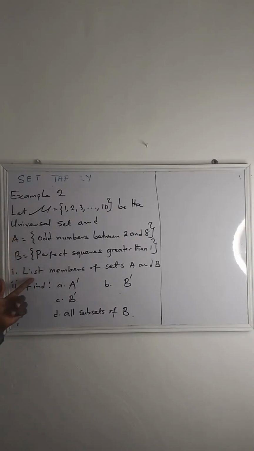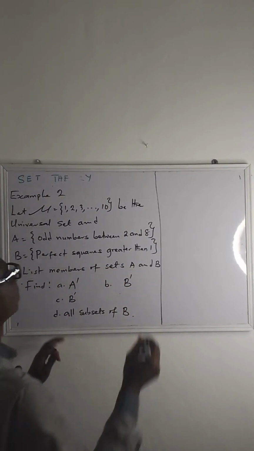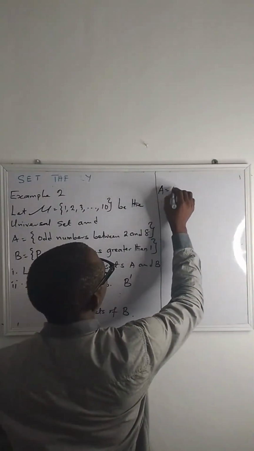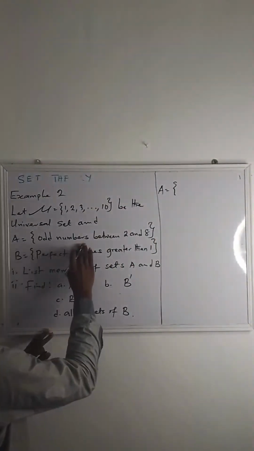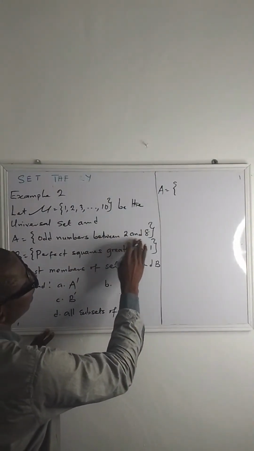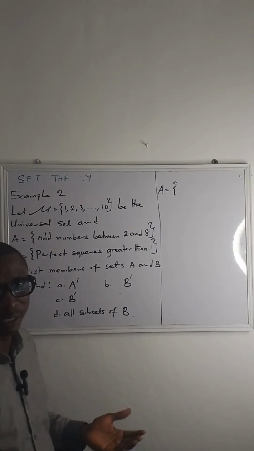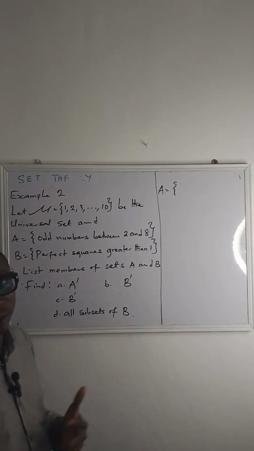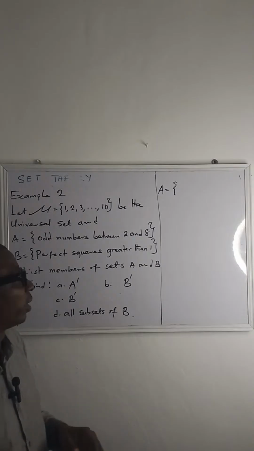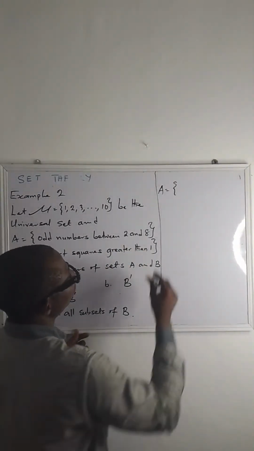Now the first one, we have to list members of set A and set B. Now, set A is the set of odd numbers between 2 and 8. Now we must know the definition of odd numbers. Odd numbers are natural numbers that are not divisible by 2. Okay, all right. So now the list in this set is going to be 3.